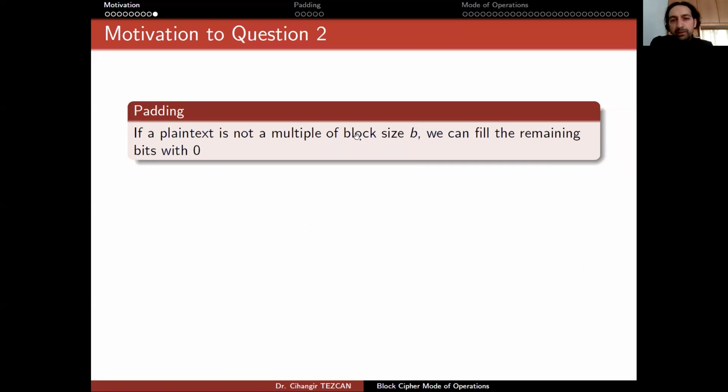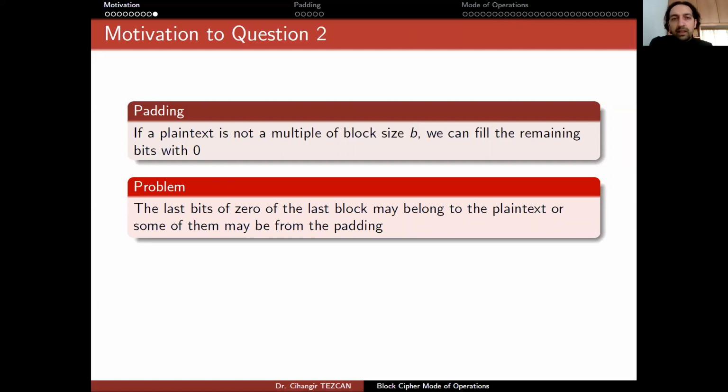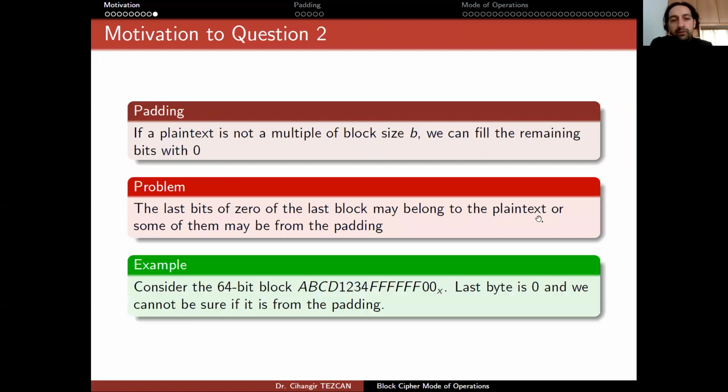If a plaintext is not a multiple of block size B, we can fill the remaining bits with zero. This is the first thing that comes into our mind. We can just fill the remaining bits with zero. But the problem is that this causes an ambiguity. The last bits of zero of the last block may belong to the plaintext, or some of them may be from the bad padding. So you cannot be sure which is the case when you are decrypting the file. For instance, look at this. Consider the 64-bit block. I just wrote a random block here in hexadecimal notation. So I left the last byte as zero.